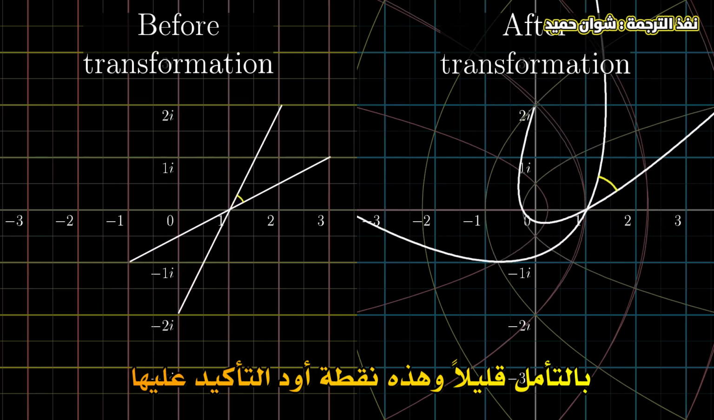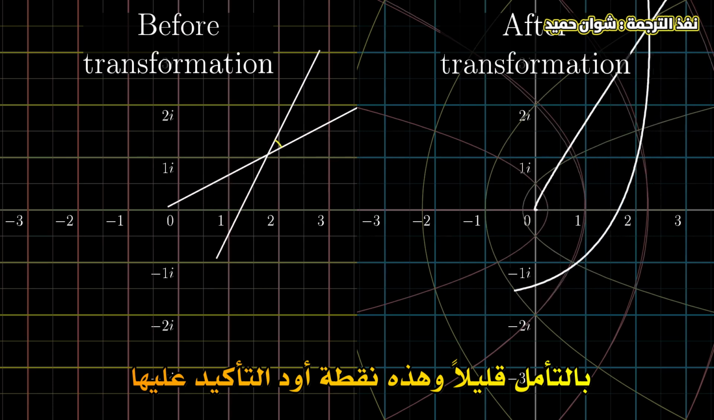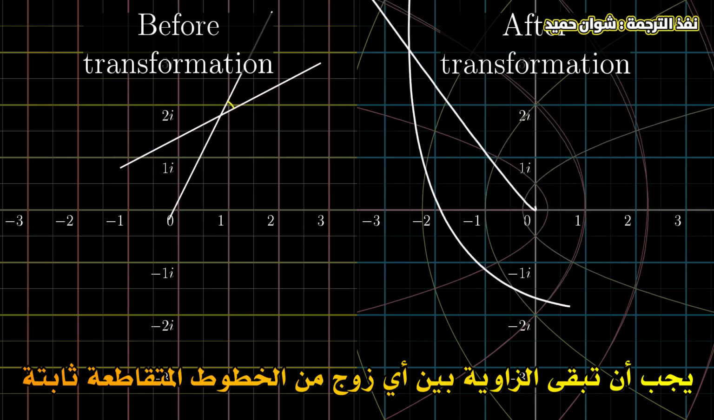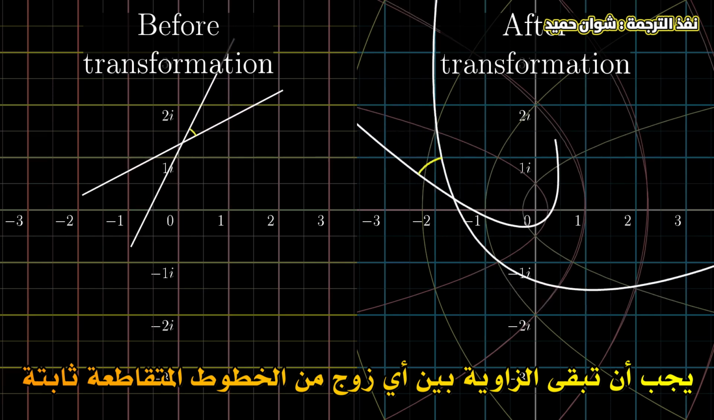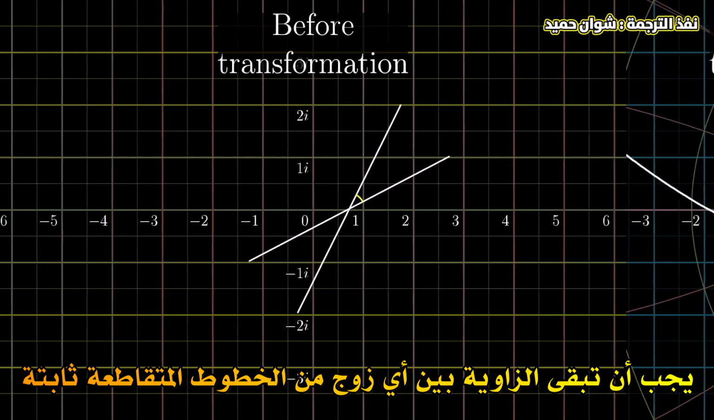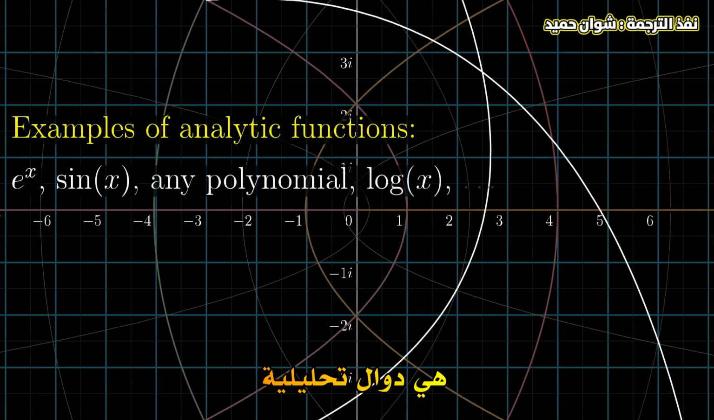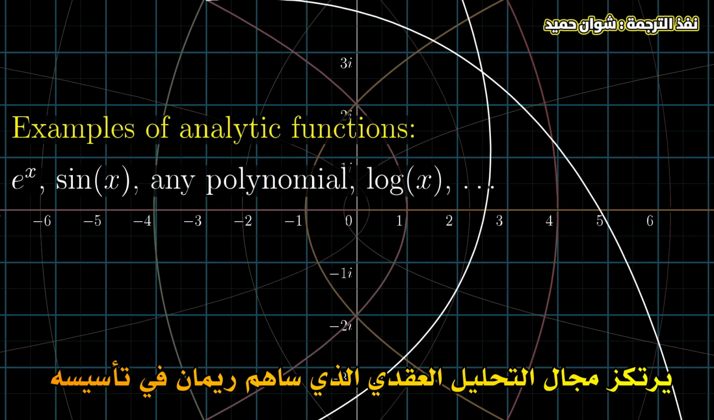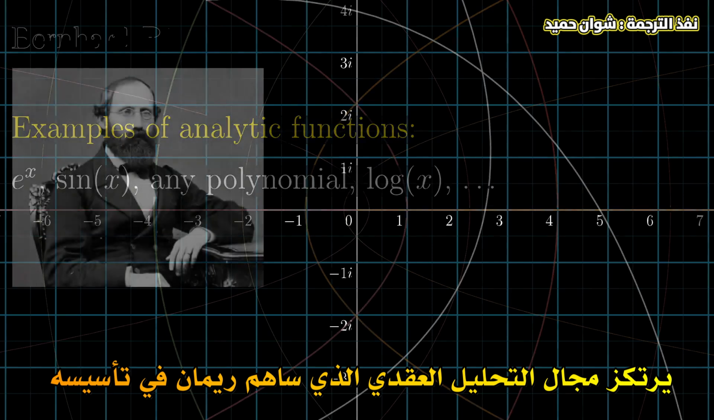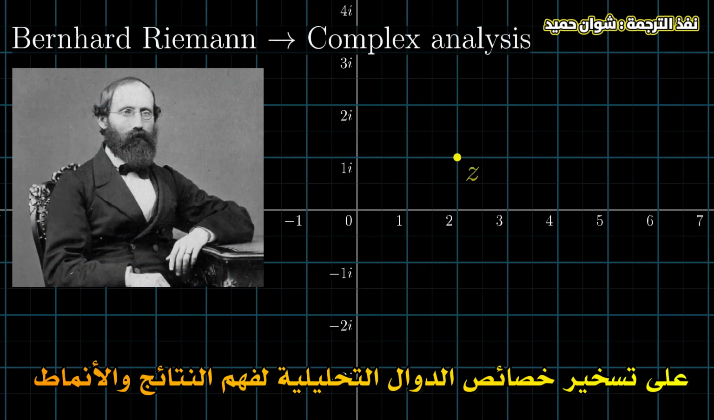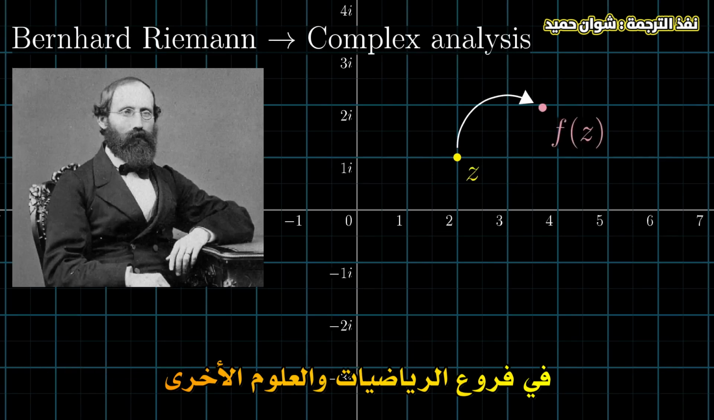Now, if you think about it for a moment, and this is a point that I really want you to appreciate, this is a very restrictive property. The angle between any pair of intersecting lines has to remain unchanged. And yet, pretty much any function out there that has a name turns out to be analytic. The field of complex analysis, which Riemann helped to establish in its modern form, is almost entirely about leveraging the properties of analytic functions to understand results and patterns in other fields of math and science.